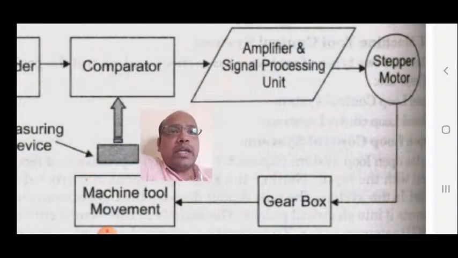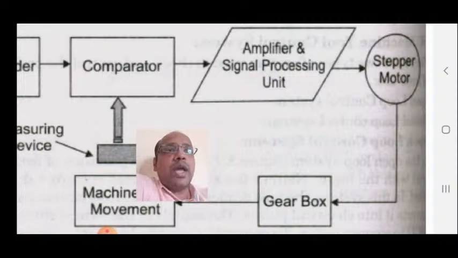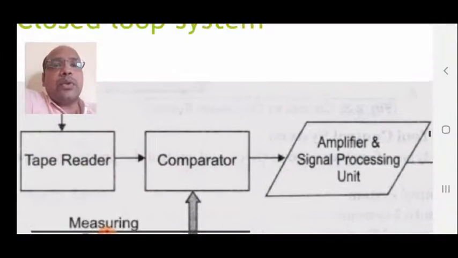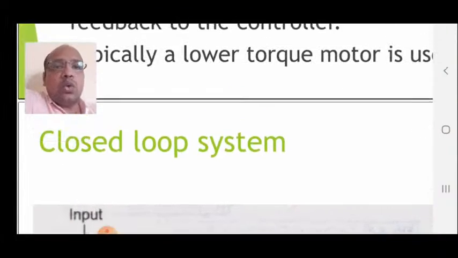So the comparator once again gives instruction to the amplifier and signal processing unit. It moves the stepper motor, it rotates the gearbox, it operates the gearbox, so that there will be a movement of the machine tool by 0.1 mm. So the remaining movement of 0.1 mm will happen by the instruction of only and only the comparator. So the comparator is a new component which is incorporated in closed loop system.